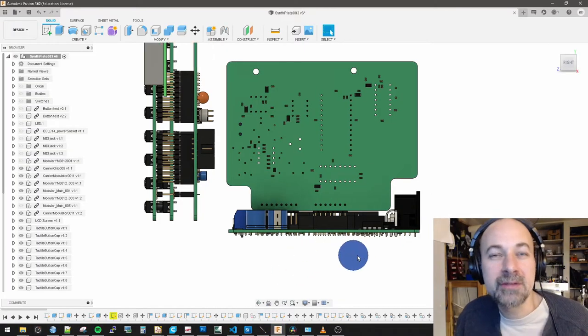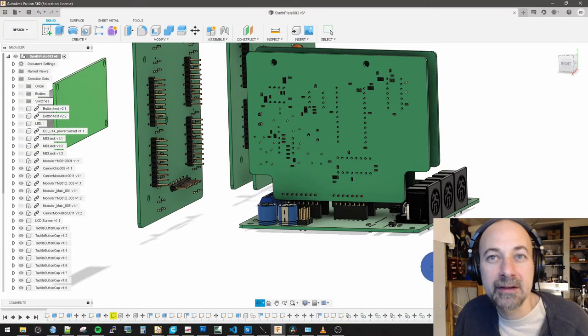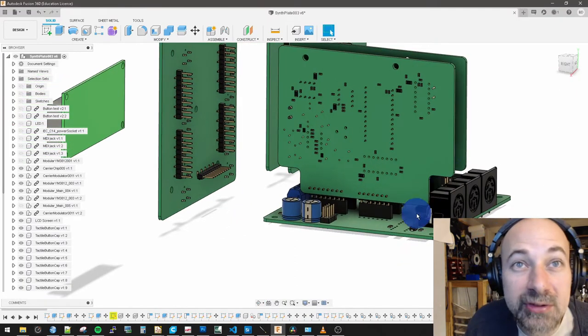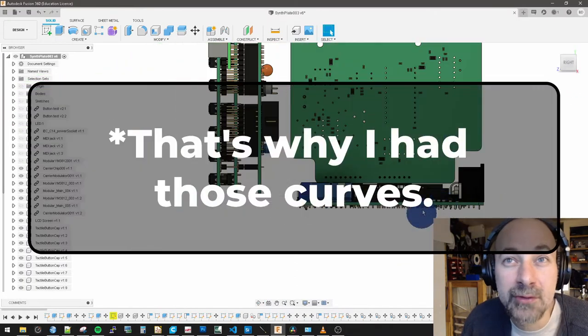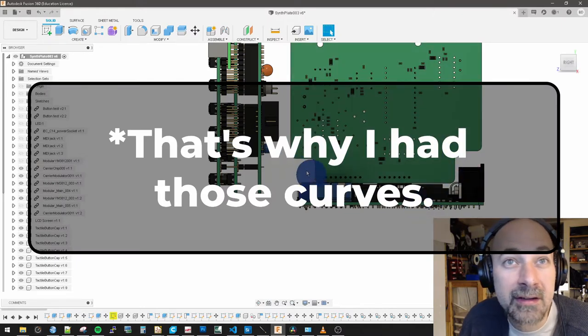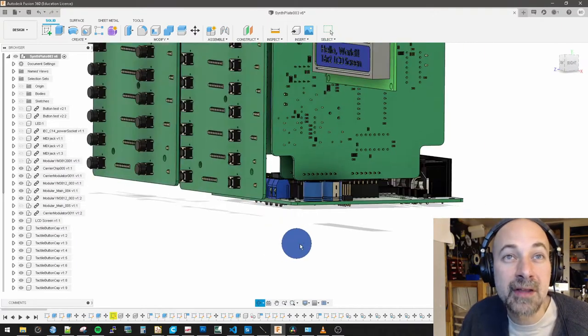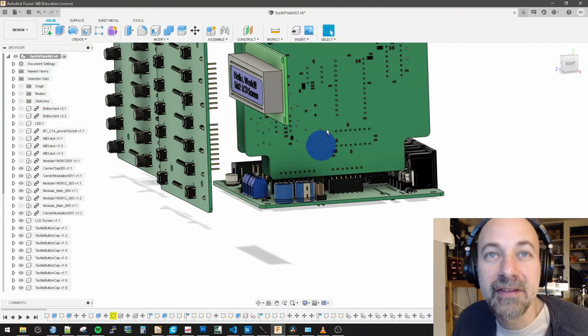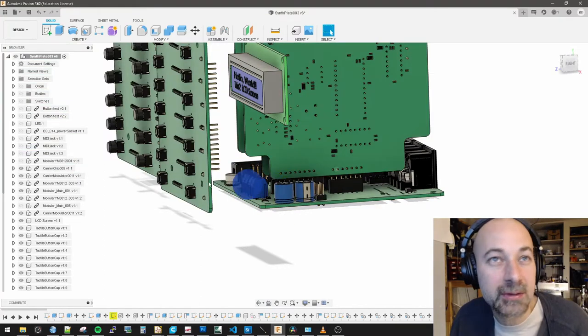Oh, and here it is in Fusion. So I exported that 3D model into Fusion 360 so I could see what was going on. And that was how I determined these curves, by the way. That's why they had those curves to fit around the MIDI connector and capacitors and, you know, miscellaneous other connectors. So I was thinking about how would I fit this board in to a mechanical design.